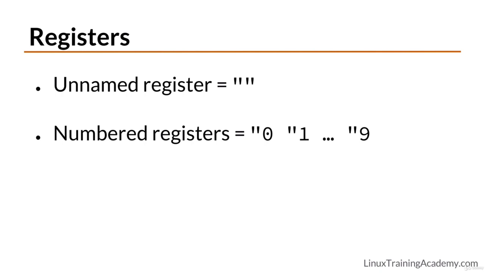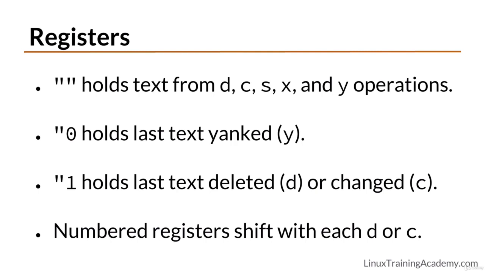The numbered registers are 0 through 9, so register 0 is double quote 0, and register 9 is double quote 9, and so on. The unnamed register contains the last bit of text from an operation like delete or yank, as you've already seen. But to be completely accurate, Vim fills the unnamed register with text copied or deleted with the D, C, S, X, and Y commands, although we haven't covered all of them yet. Quickly, C is the change command and S is the substitute command.